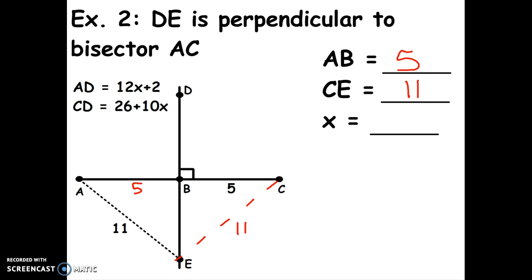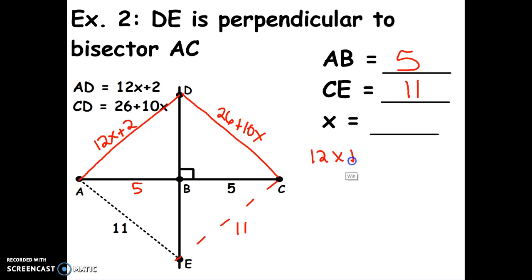And then we need to find the value of X. In order to find the value of X, we're going to use this information here. So AD is 12X plus 2, and CD is 26 plus 10X. So in order to find the value of X, we need to set these two equal to each other. 12X plus 2 equals 26 plus 10X.